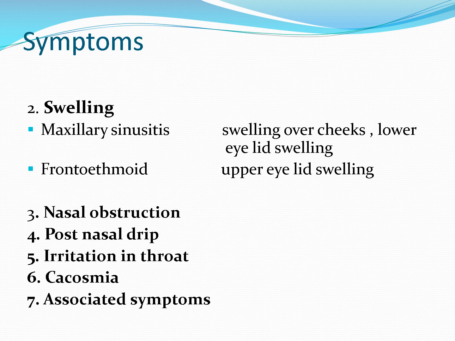And in acute conditions, there may be swelling over the respective sinus. In cases of maxillary sinus, there will be swelling over the cheeks. In cases of frontoethmoid, there will be upper eyelid swelling, but in cases of maxillary sinus, the lower eyelid will be swollen. Ethmoiditis can lead to inflammation of both upper and lower eyelids.